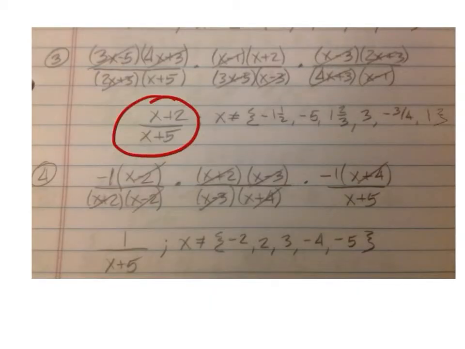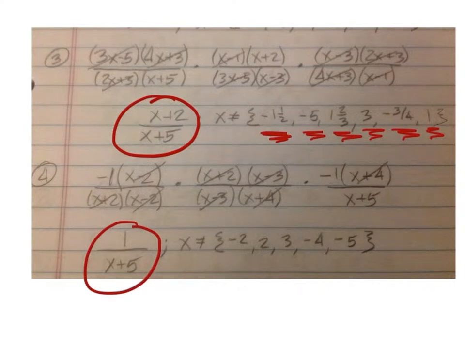x plus 2 over x plus 5 is the simplified version, and out of order we have negative 1.5, negative 5, 1 2/3, 3, negative 3/4, and 1. On the bottom you have 1 over x plus 5 and negative 2, 2, 3, negative 4, negative 5.